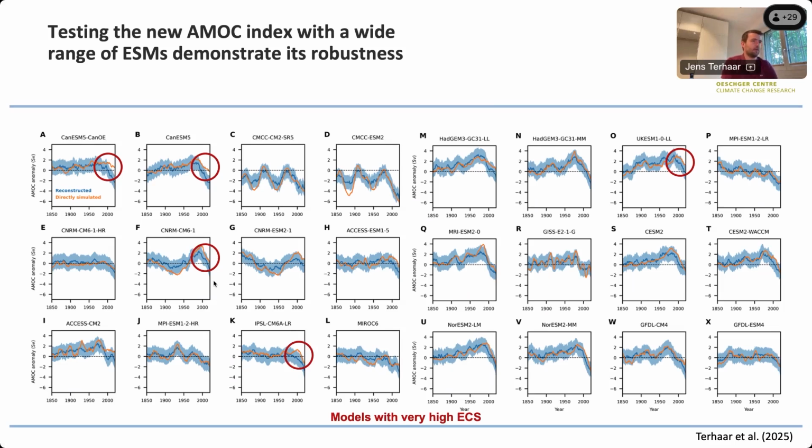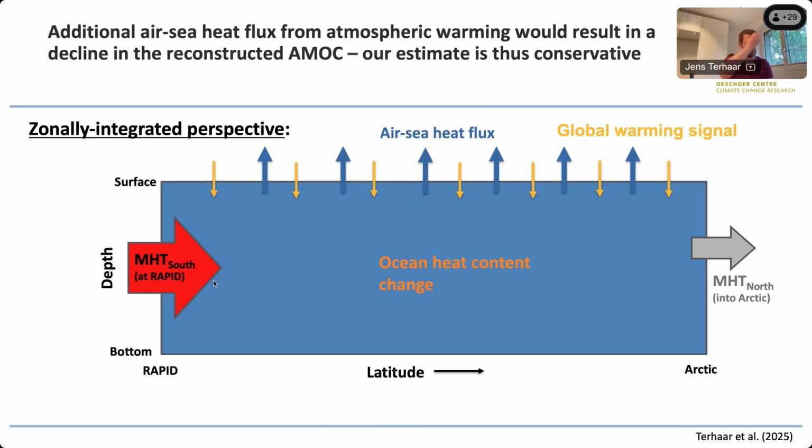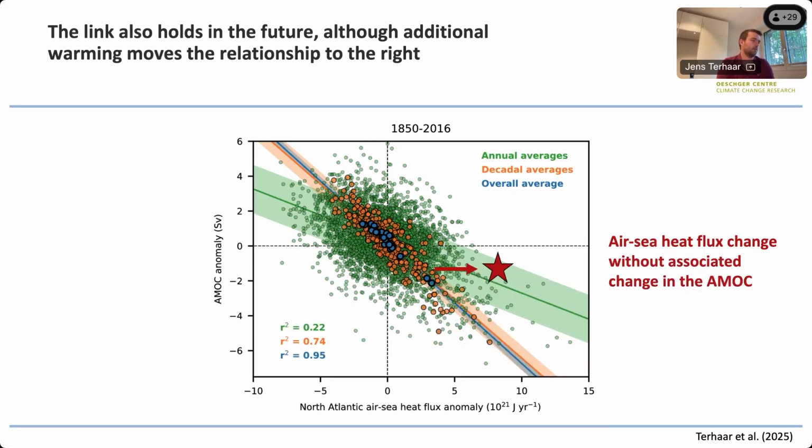And the reason for this is that all these models here are models that warm very fast, that have a high climate sensitivity. And if we go back to this box plot, if we have global warming that is very strong, we get an additional air sea heat flux that manifests in ocean heat content change, but not in changes of the meridional heat transport from the south or from the AMOC. So what basically happens is we get an additional air sea heat flux anomaly without an AMOC change because of the global warming signal.